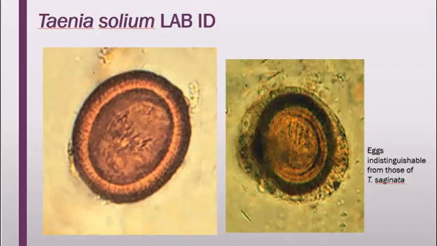As far as lab ID, we've already mentioned this, but the eggs or the embryos are indistinguishable in feces between T. saginata and T. solium. You have this thick outer shell, and you'll be able to see the hooklets within the eggs. Again, that thick outer shell. But you are going to be able to differentiate the species.